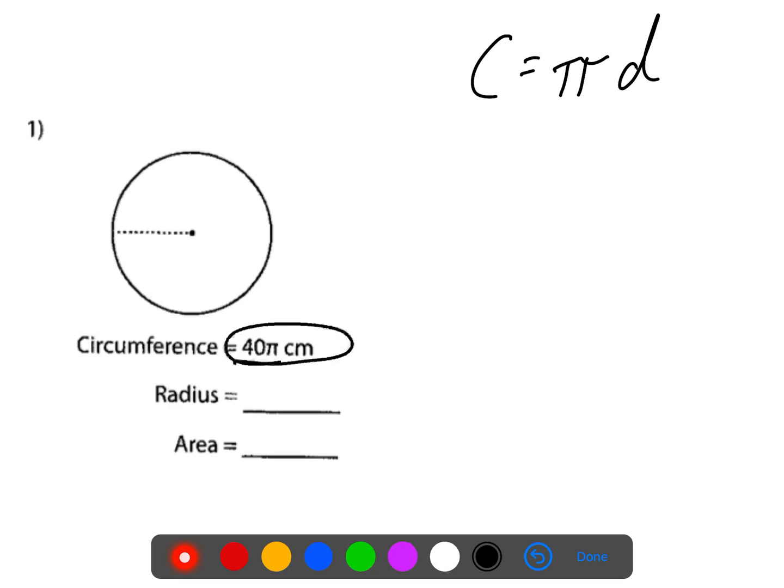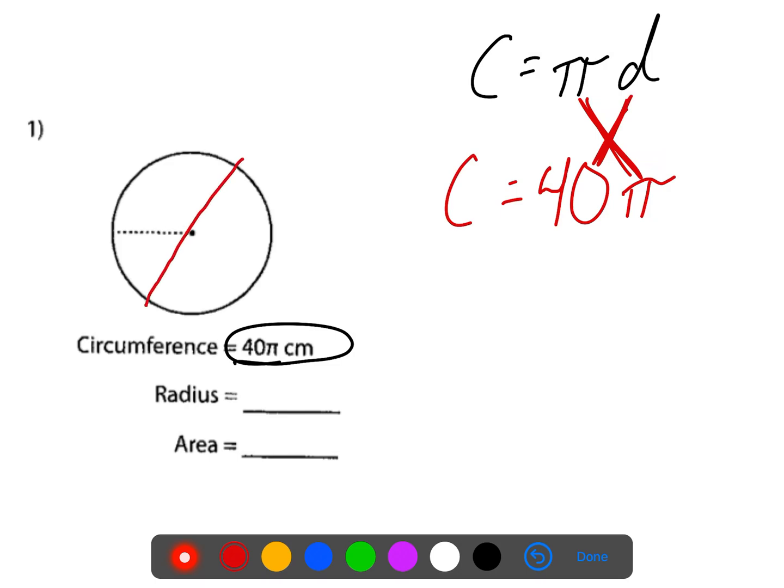All right. Now remember, our circumference is found by taking pi times the diameter. So right here in our circumference, because they gave the answer in terms of pi, because they're saying circumference equals 40 pi, we know we have pi here. That means this is our diameter. So if our diameter is 40, I would go ahead and add this to the picture here. The diameter is 40 centimeters. That means our radius is going to be half of that, or 20 centimeters.